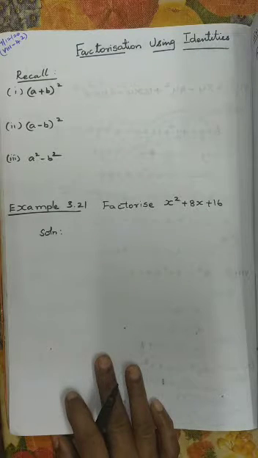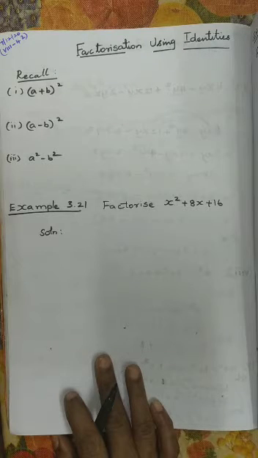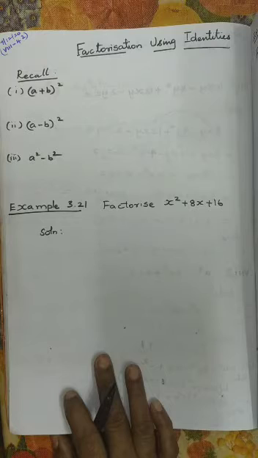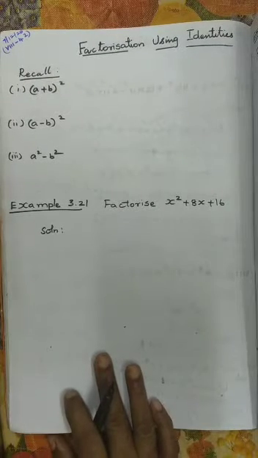Today we are going to see the factorization using identities. We are going to use the identities to factorize the equations. Okay. Now we shall recall the identities first. What are the identities we have seen?